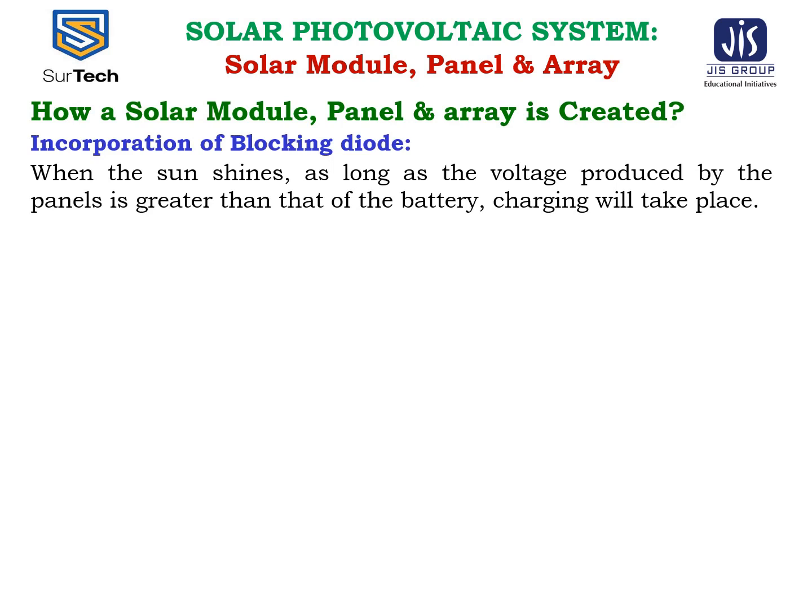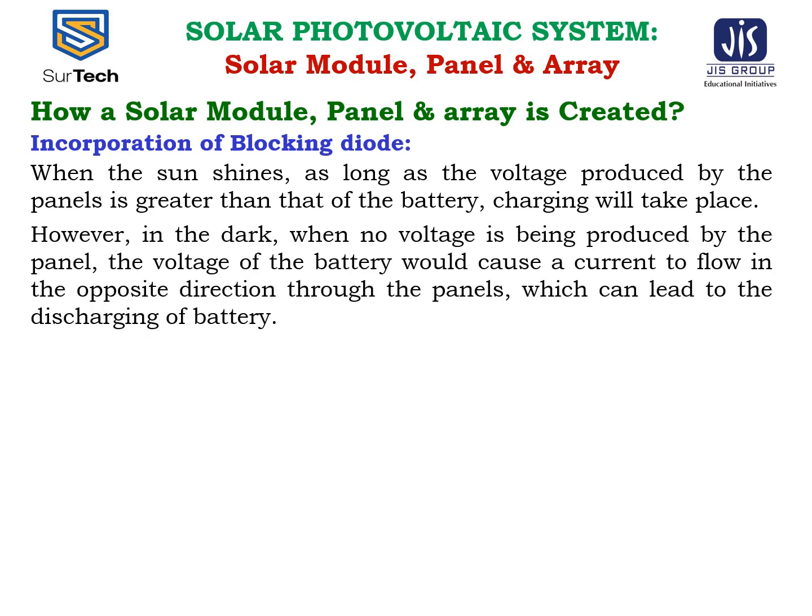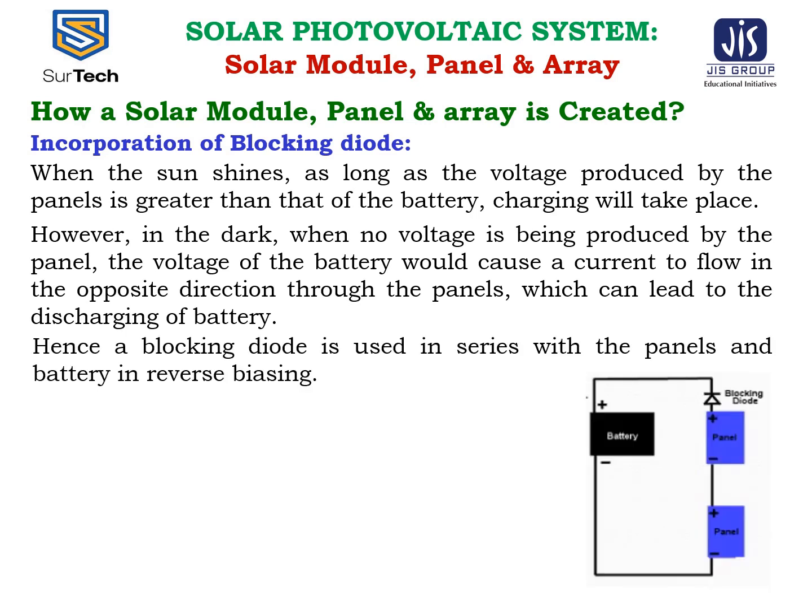When the sun shines, as long as the voltage produced by the panel is greater than that of the battery, charging will take place. However, in the dark, when no voltage is being produced by the panel, the voltage of the battery would cause a current to flow in the opposite direction through the panels, which can lead to the discharging of the battery. Hence, a blocking diode is used in series with the panel and the battery in reverse biasing.